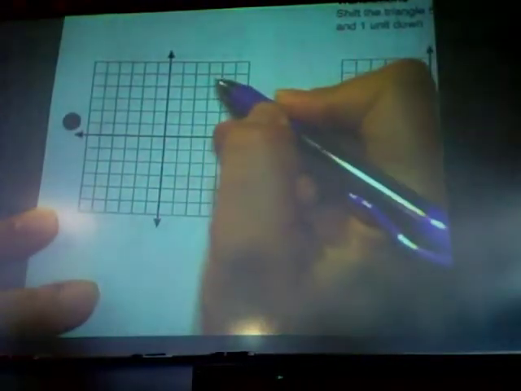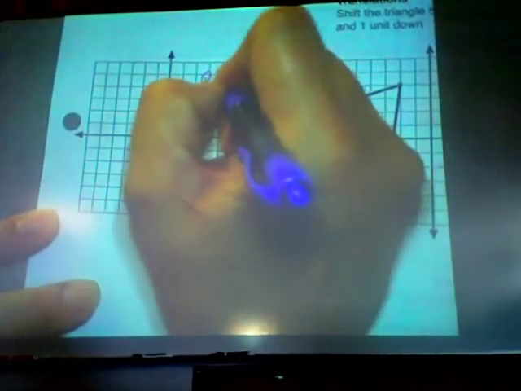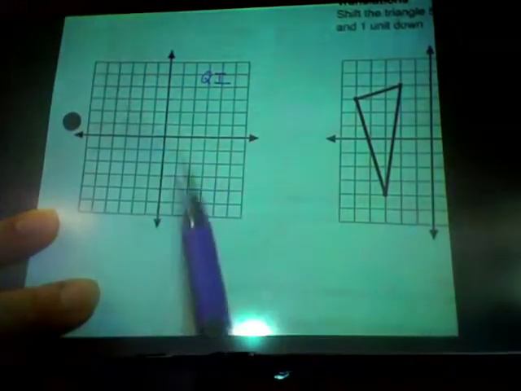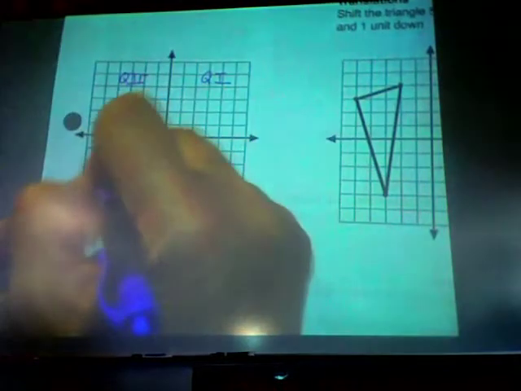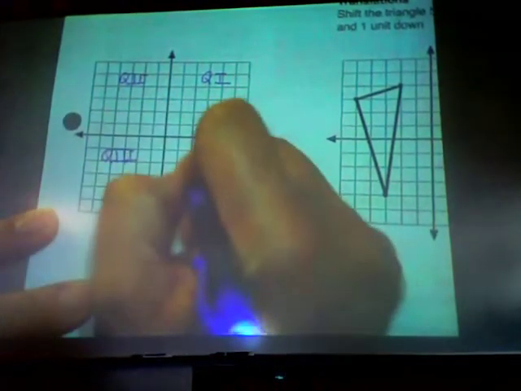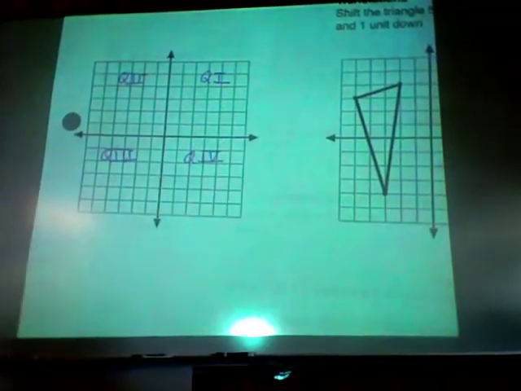What quadrant is this? 1. And with a Roman numeral 1. Where's 2? Upper left or lower right? Upper left. Good. By now you figured that out. So then this is quad 3 and quad 4. You must use Roman numerals.